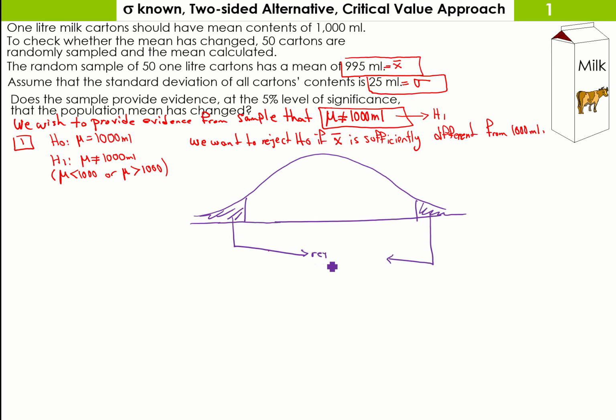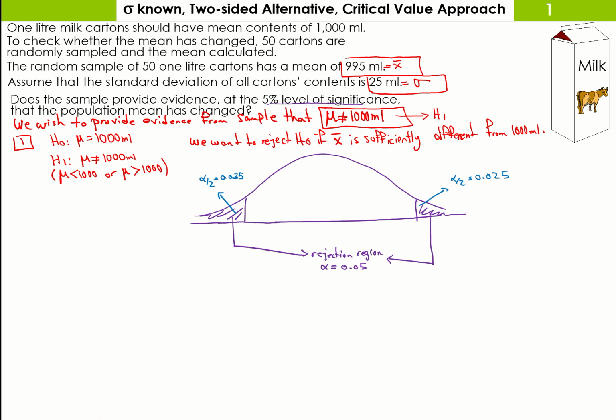So this is the rejection region. And you know that the area of the rejection region is nothing but the level of significance. And here in this question, the level of significance is 0.05. And you see that half of that is here, alpha over 2, 0.025, and alpha over 2, 0.025. Okay?